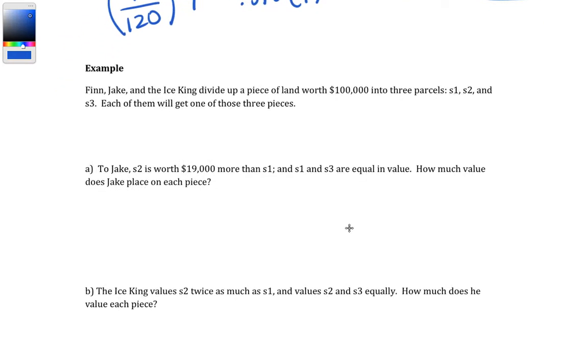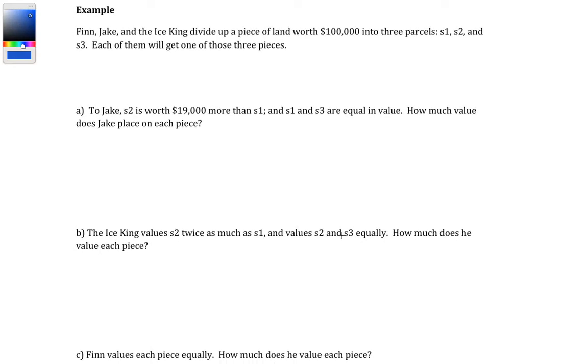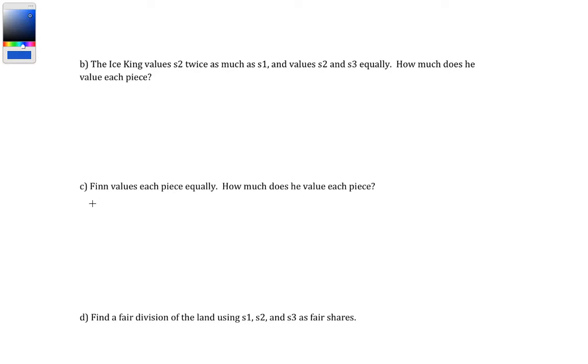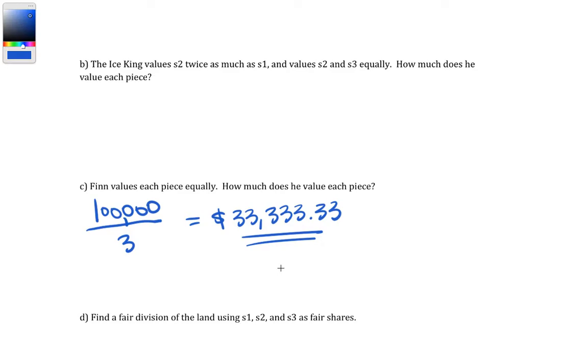Our last example. Finn, Jake, and the Ice King divide up a piece of land worth $100,000 into 3 parcels, S1, S2, S3. Each one of them is going to get 1 piece. So let's first deal with Finn. Finn values each piece equally, and the total's worth $100,000, so we can divide that by 3, and we get $33,333.33. That's how much he values S1, S2, and S3.